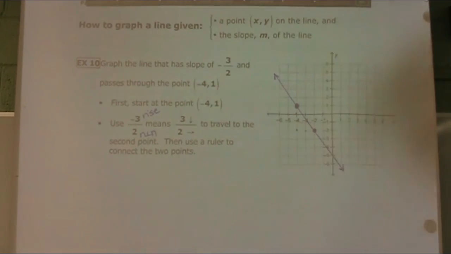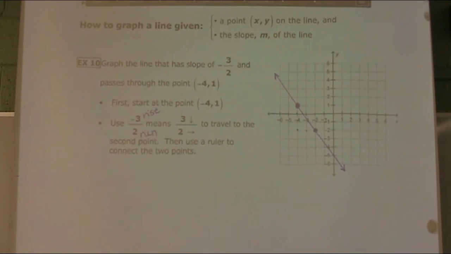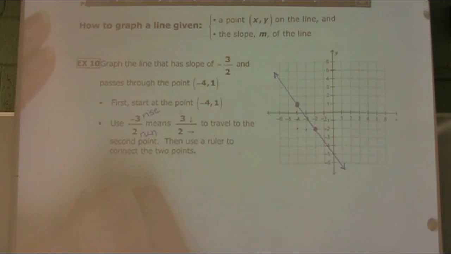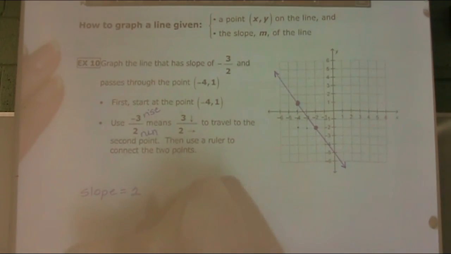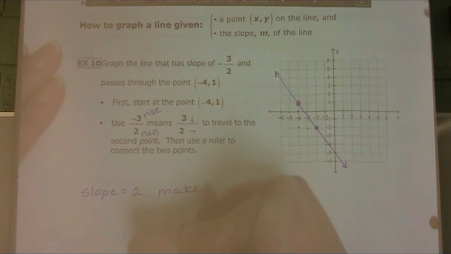Now you may ask, what if you get a slope that looks like this? What if slope is 2? Make it 2 over 1. Now you have a rise and you have a run. And so you're able to graph the slope of this particular line.